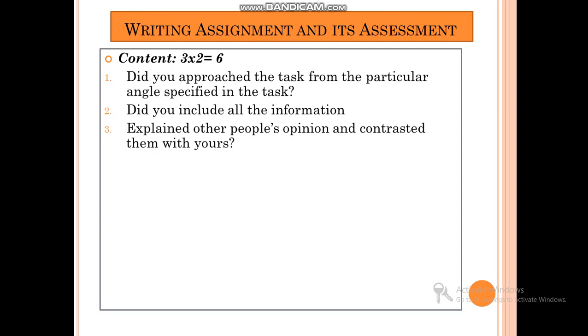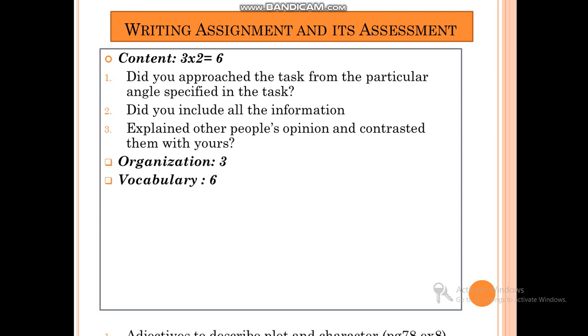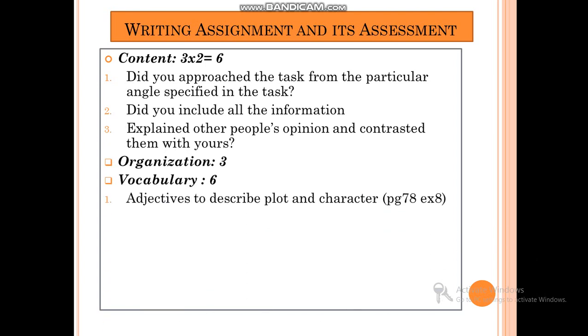And the second one, so that you include all the information about the movie, and you should also include a contrasting opinion, the people's opinion, and contrast them with yours. And the second one is organization, which is did you divide your paragraphs? And the vocabulary, did you use adjectives to describe plot and character? So you can see them from page 78, exercise 8.